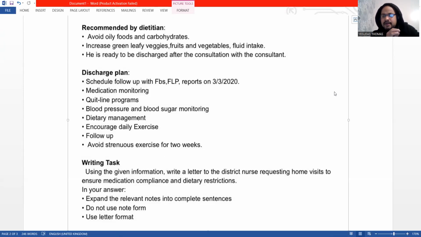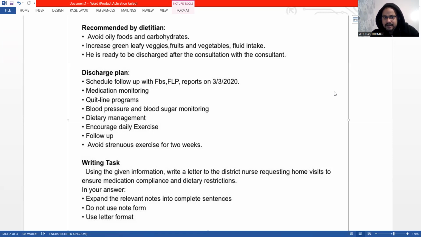And the purpose of our letter is to request the district nurse to have home visits for Mr. Ford to ensure medication compliance and dietary restrictions. So that's the reason why we are writing the letter. We are writing to the district nurse requesting her or him to make home visits for Mr. Ford in order to help him stick to the medication compliance and diet restrictions which are advised here.